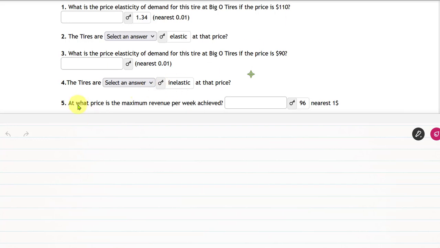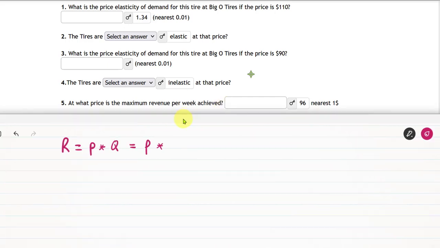Next question, they ask you at what price is the maximum revenue per week achieved? So we need to find the revenue equation, right? Revenue again is equal to price multiplied by the quantity. And I know that the price is P and the quantity. What is the formula for that?